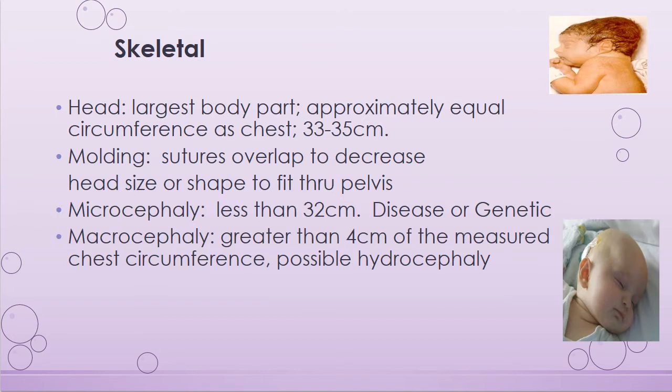Skeletal: the head is the largest part, approximately equal circumference as the chest. You're likely going to see molding, and sutures are going to overlap to decrease that head size or shape to fit through the pelvis. Microcephaly is when we see babies born with a head circumference less than 32 centimeters. This could be disease, or it could be something genetic. Head circumference greater than 4 centimeters over the measured chest circumference, we're going to suspect that these babies have some hydrocephaly going on.